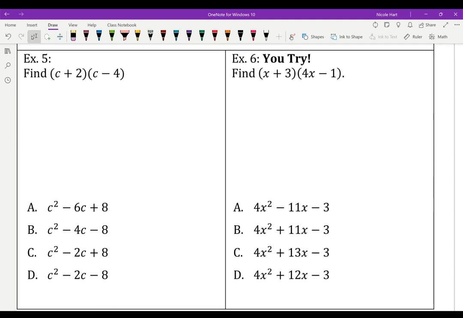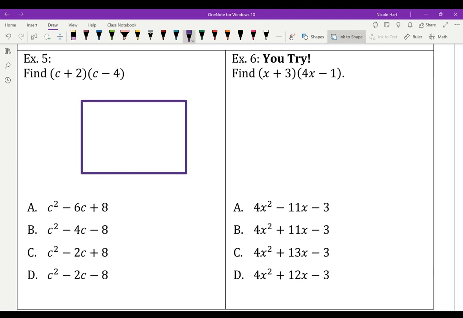So again, we want to discuss strategies for eliminating answer choices whenever possible. Looking at example 5, all 4 of my answer choices start with c squared. So I know when I'm going to go through and either distribute or do box method that we're going to have a c squared. I'm going to do this one with box method. I love box method.